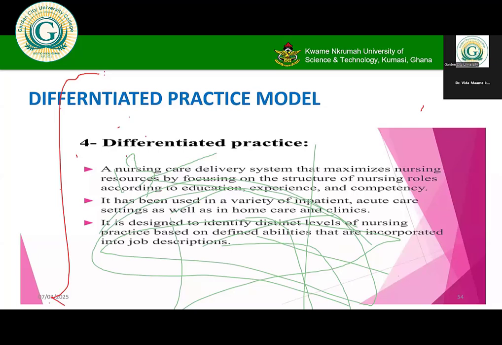So let's see a differentiated practice model. As I said, the differentiated practice model.